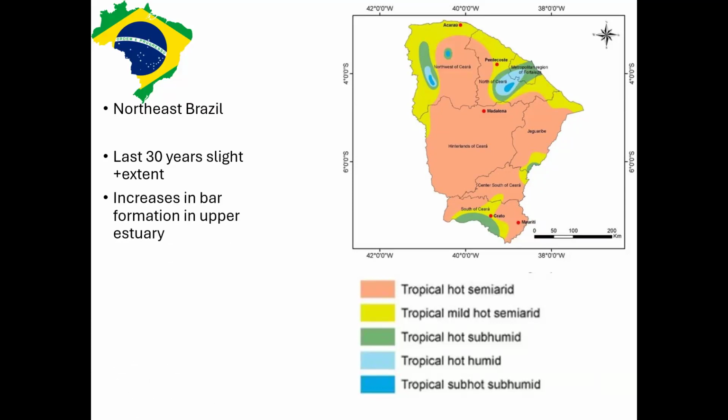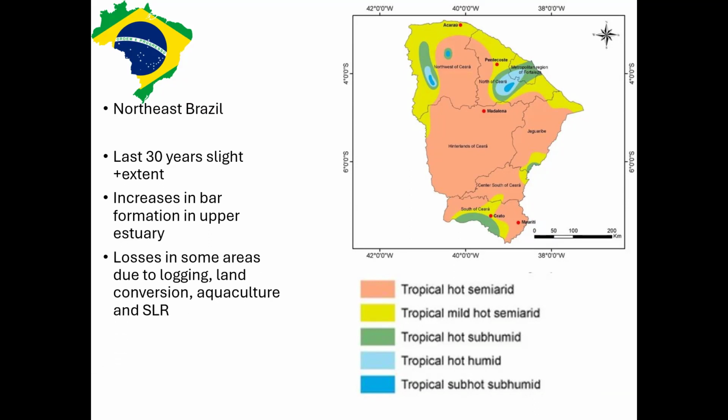Predominantly, this is from increases in bar formation up in some of the rivers, particularly where you've had decreases in freshwater inputs due to damming of the rivers. Okay, so that means that you suddenly have a slight lowering of the water levels, and therefore you get recruitment of mangroves on some of the bars in the rivers, particularly in the upper estuary.